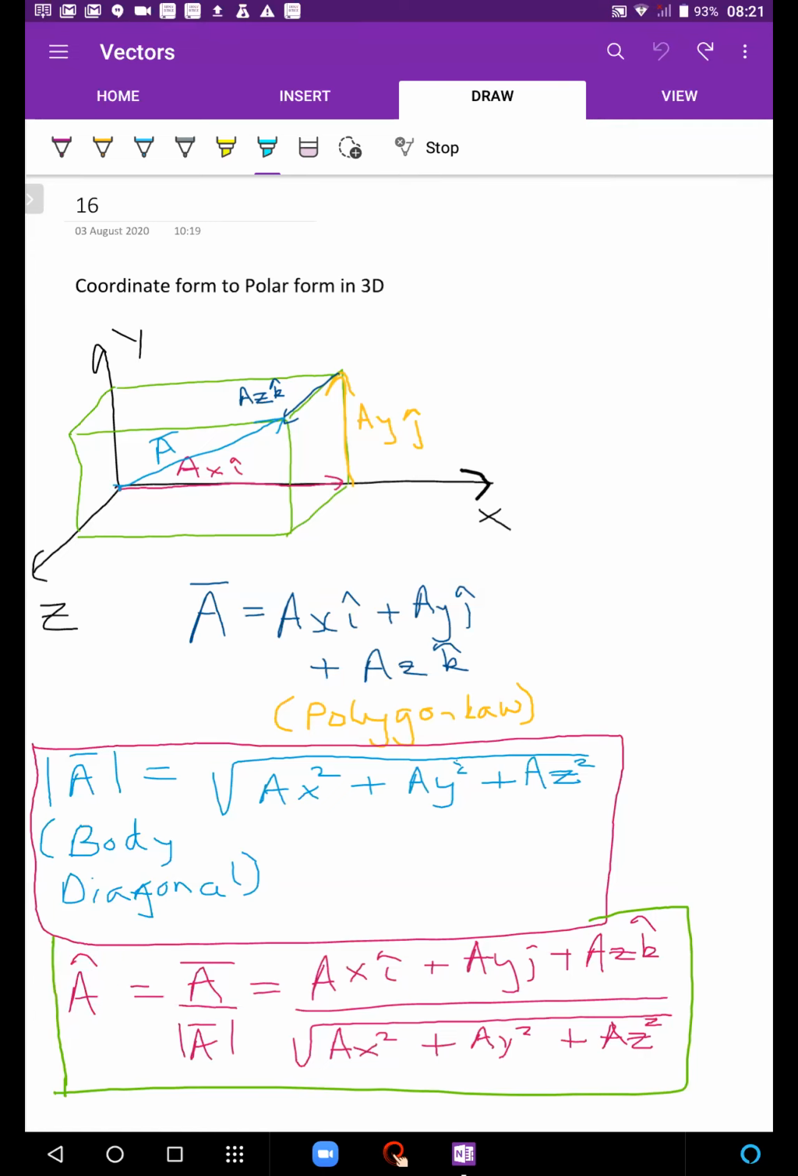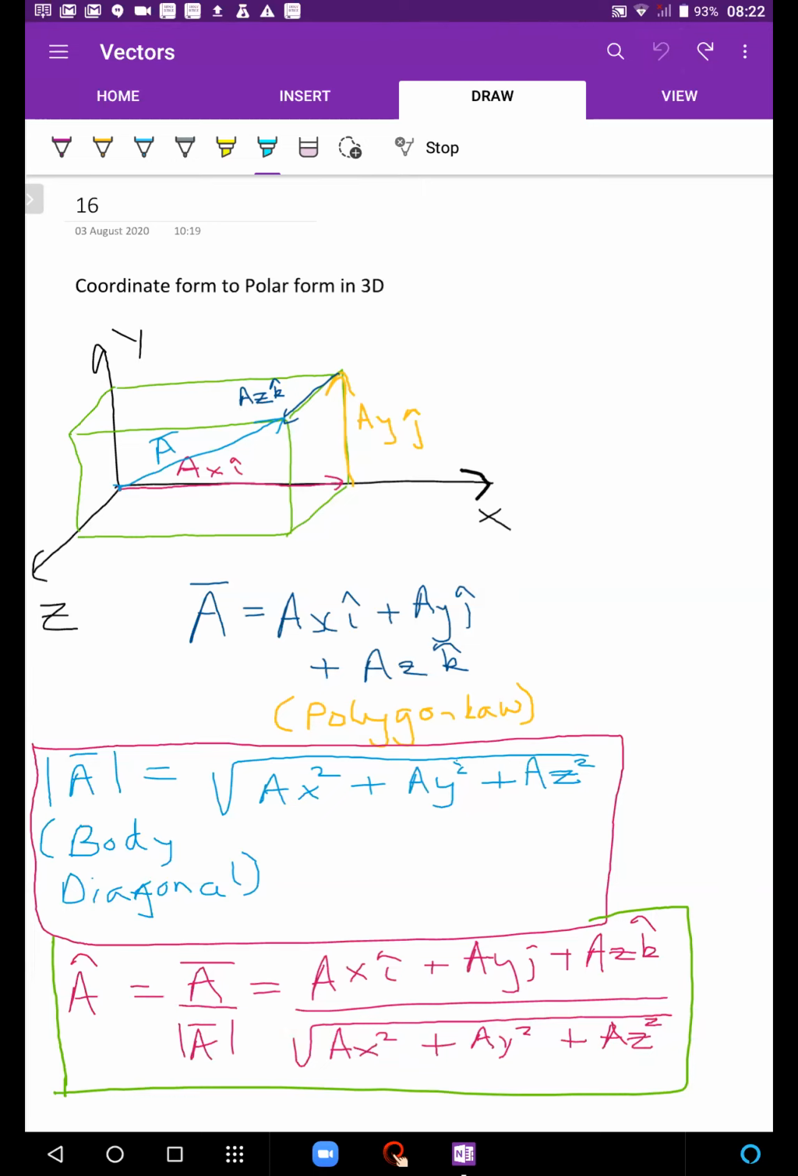तो अपना जो वेक्टर है A bar, which is this vector AX I cap plus AY J cap plus AZ K cap, उस वेक्टर को उसके मैग्नीट्यूड से डिवाइड कर लो. मीन्स divide AX I cap plus AY J cap plus AZ K cap, divide those terms with whatever magnitude you find over here. Root AX square plus AY square plus AZ square. Divide करने के बाद what you will get is your unit vector.